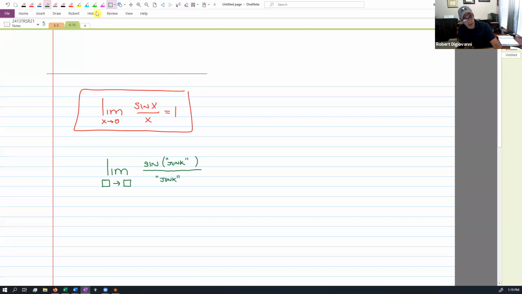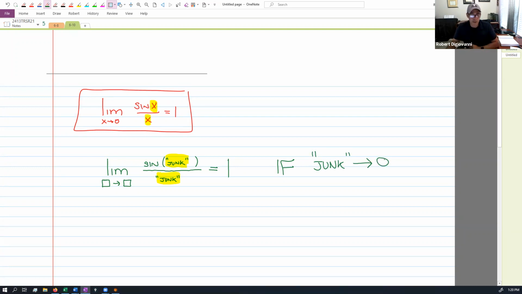Now, the key here is that this junk here and this junk here have to be the exact same junk. Look up here, that's x and that's x, right? You see that junk matches. These match exactly. So if you're taking a limit, doesn't matter what it is, and you've got sine of something over that exact same thing, your answer will be, sorry, your answer will be 1 if the junk is heading to 0.